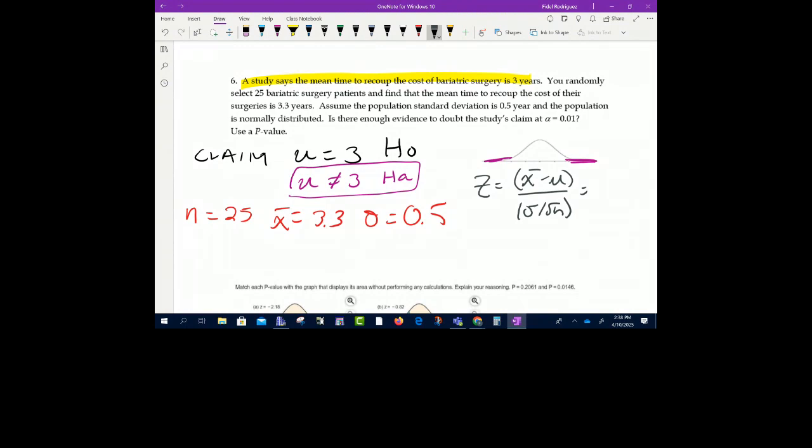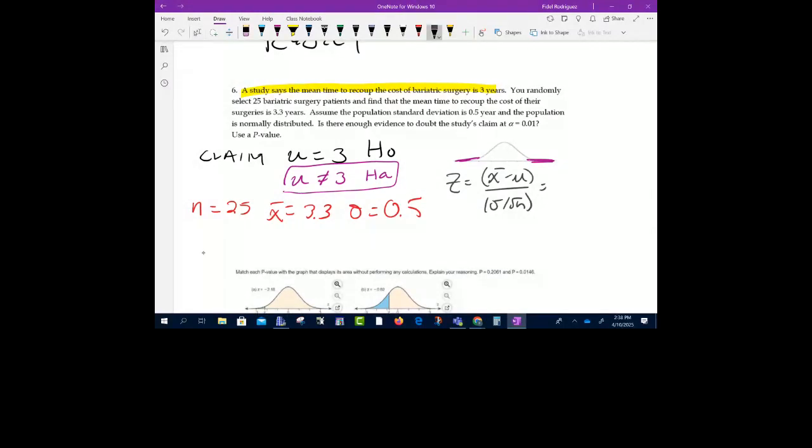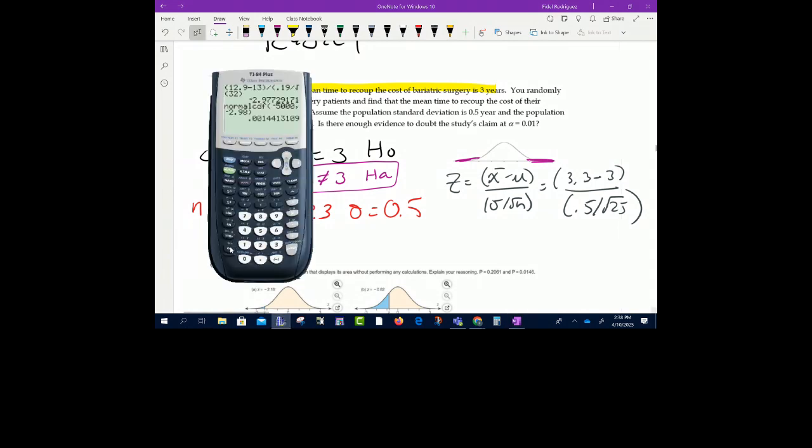Let's see if we can do this. So look, y'all, right here, I'm going to write 3.3 minus 3 all over 0.5 over the square root of 25. All right, let's do it. 3.3 minus 3, divided by 0.5 divided by the square root of 25. Boom. Let's close that up. Let's hit enter. Did anybody just get 3? Yes.